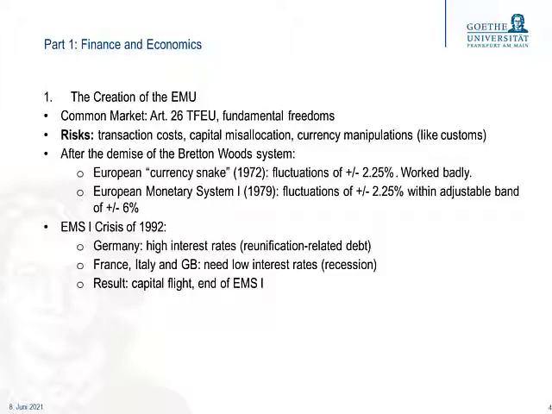After that, in the late 1970s, they tried to introduce the European Monetary System 1, and that allowed also fluctuations of plus minus 2.25%, but it had an adjustable band. That means that you could, from time to time, refix the overall balance between different currencies, pretty much along the lines of the older Bretton Woods system. And that didn't last very long either. Well, it lasted for over a decade, but in the early 1990s, it came into troubled waters.